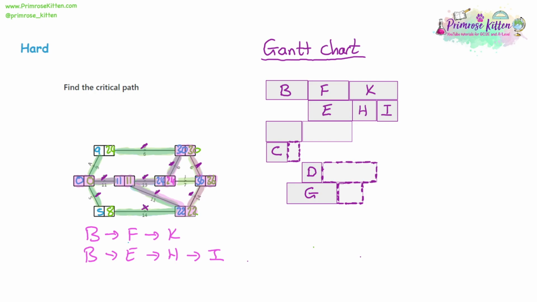That's task G done. We've got 1 left, and it's task J. Now, task J, it can start at 24, and it takes 7, and it can end as late as 36. It's going to look something like this.